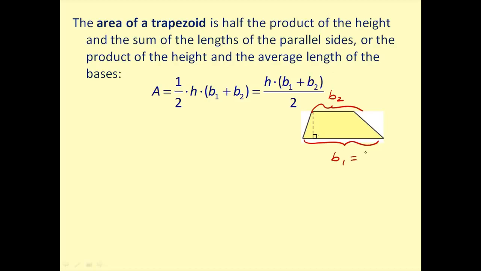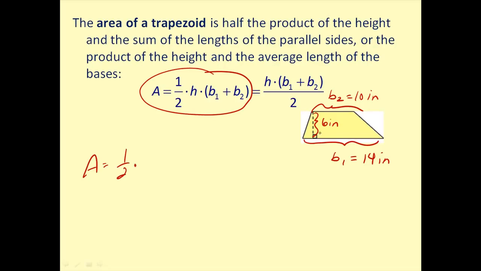So as an example, if this is 14 inches, and this is 10 inches, and our height is equal to 6 inches, let's go ahead and use this first formula this time. The area is equal to 1/2 times the height of 6 inches times the sum of base 1 plus base 2, or 14 inches plus 10 inches.